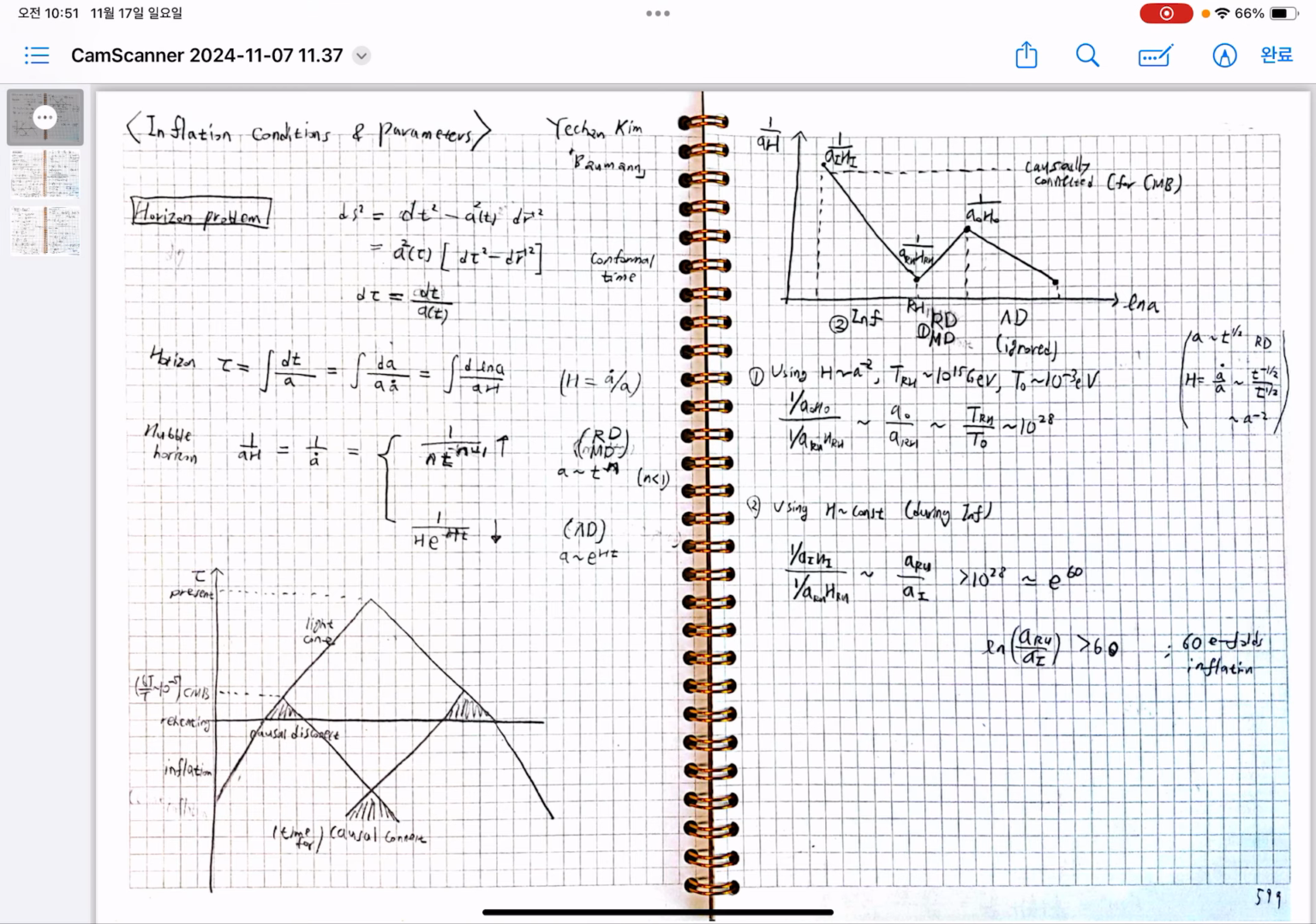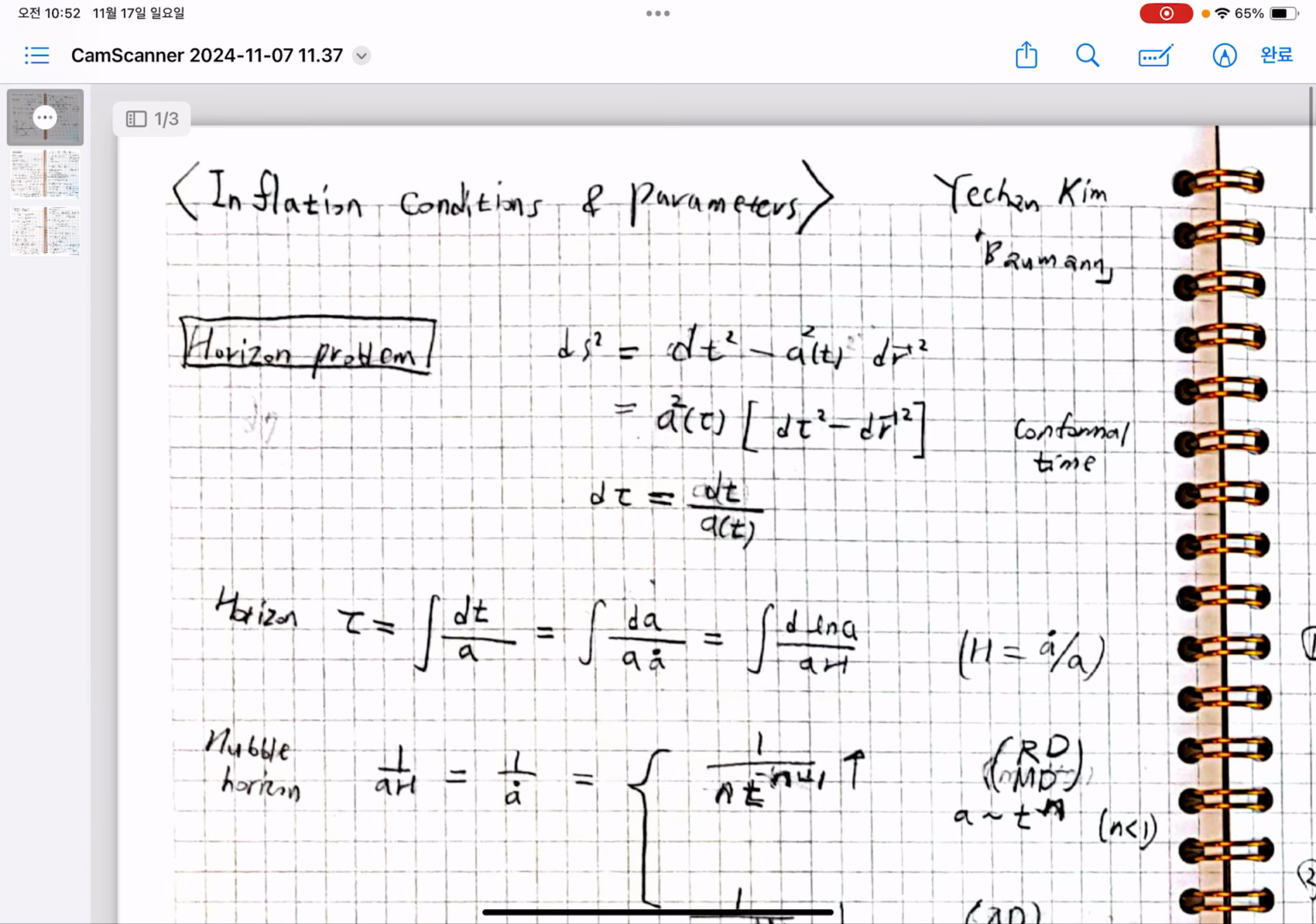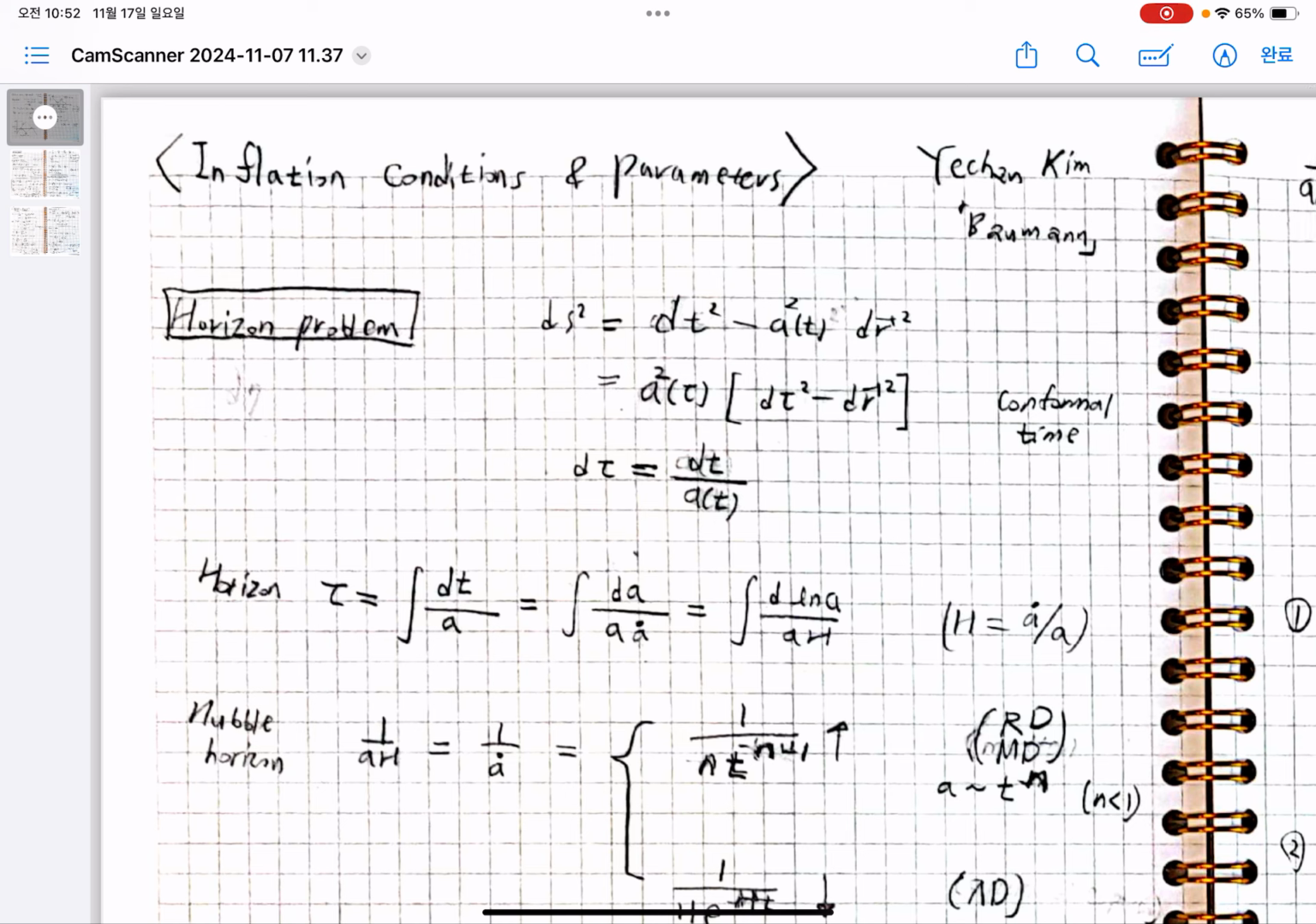Right, today I will talk about the implementation conditions and the parameters. As a review, I want to talk about why the implementations are necessary. First of all, the implementations are required to address several problems in the Big Bang theory.